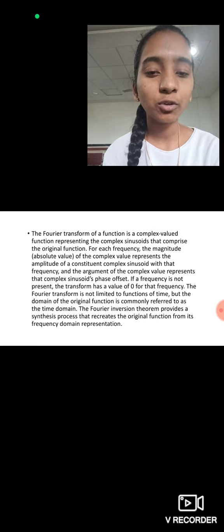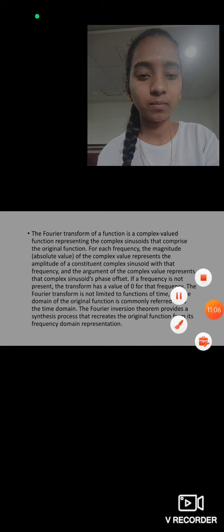The Fourier transform is not limited to functions of time, but the domain of the original function is commonly referred to as the time domain. The Fourier inversion theorem provides a synthesis process that recreates the original function from its frequency domain representation.